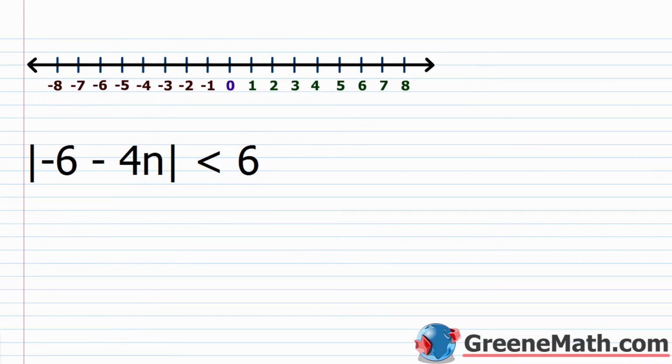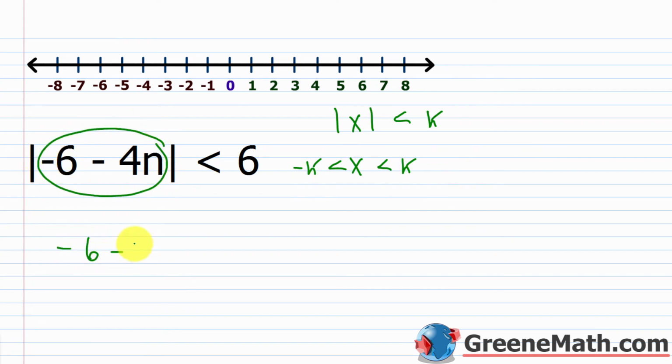All right, let's take a look at one now where we have a less than. So we have the absolute value of negative 6 minus 4n is less than 6. So again, if we see something in this format, the absolute value of x is less than k, it's a compound inequality with and. So x is less than k, but it's also greater than the negative of k. So I'm going to take this part right here, and I'm going to say negative 6 minus 4n is less than 6. So the same as it looks right here, just drop the absolute value bars.